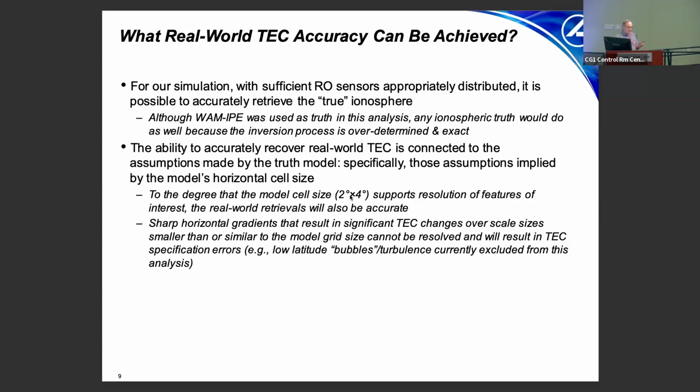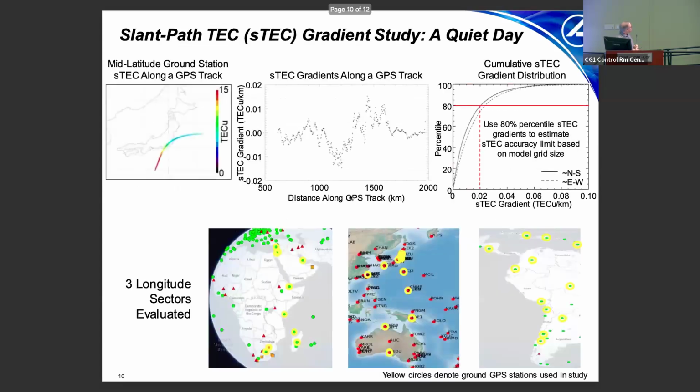And similarly, if you have gravity waves or some other structure which has a significant TEC impact, and it's over a smaller scale than your model can support, then you can't see it. So in order to evaluate that, we looked at some real data. So this is not occultation, it's ground-based data. You can see there's various tracks. We sorted the tracks from the ground in terms of tracks that are mostly going north-south versus tracks that are mostly going east-west. And we look at the gradients along those tracks.